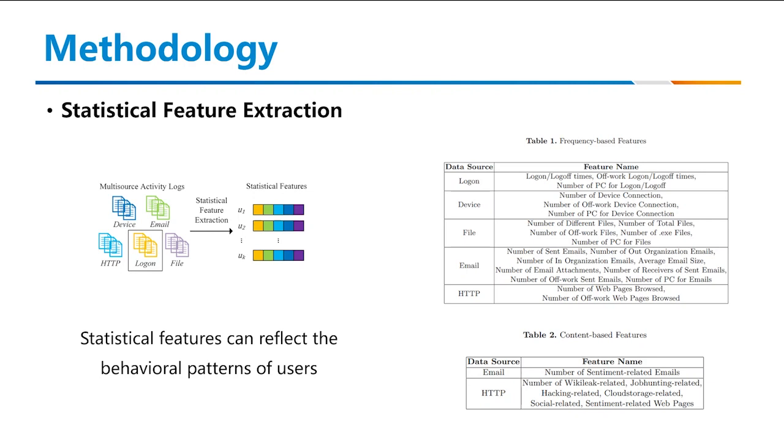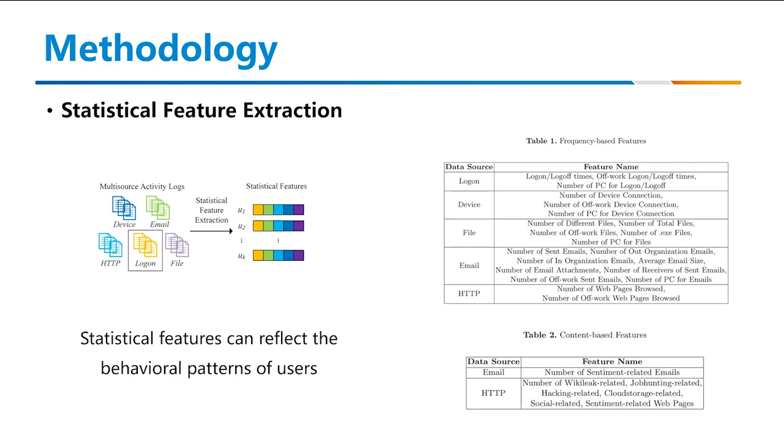The frequency-based features are the average counts of different types of actions the user performs, such as daily logon and logoff times. We define the work time as 8 a.m. to 7 p.m. based on the aggregation of logon and logoff activities. The detailed frequency-based features are listed in Table 1.